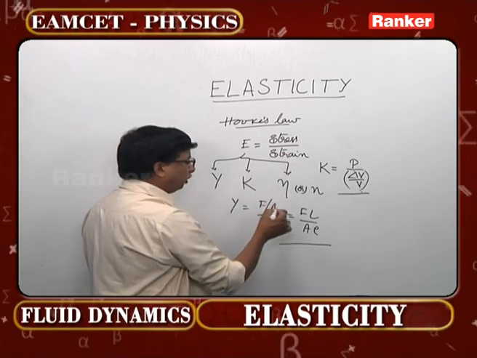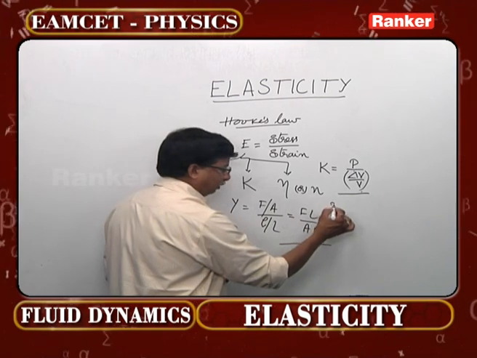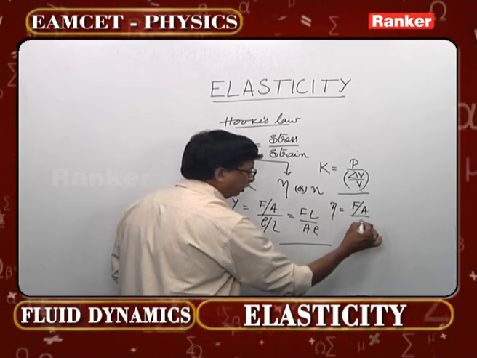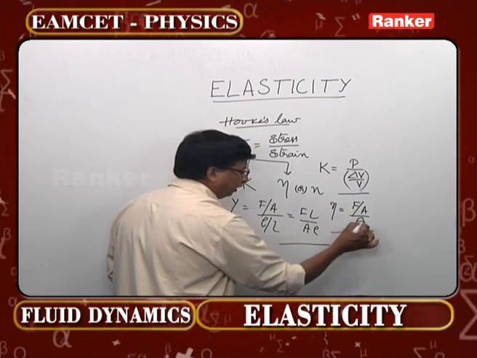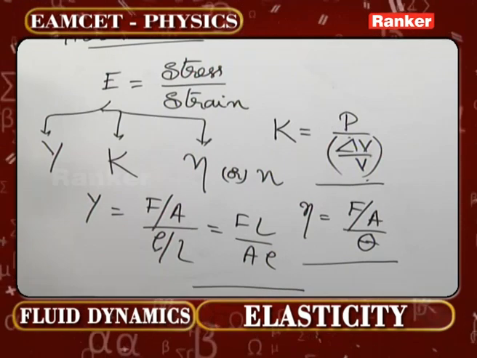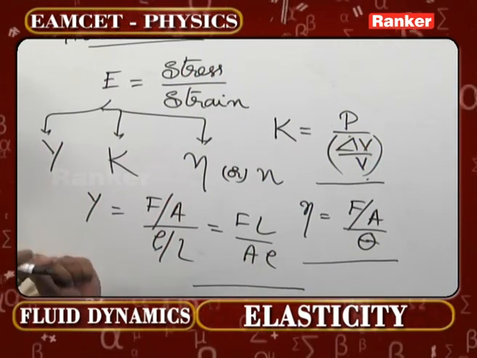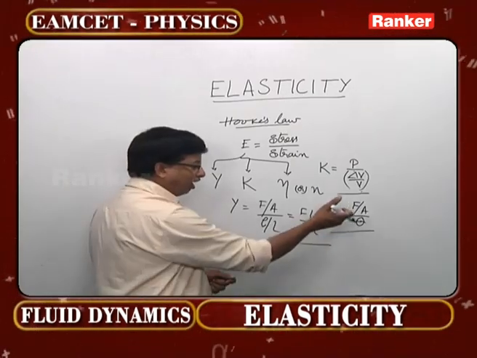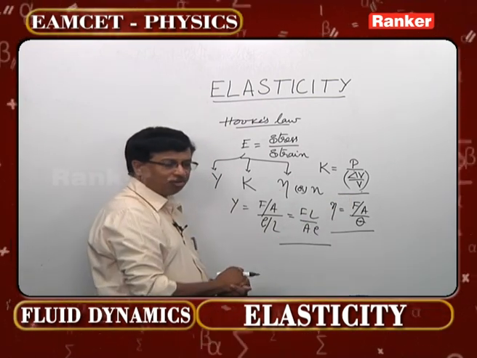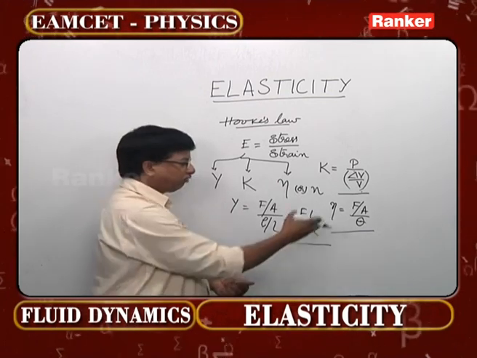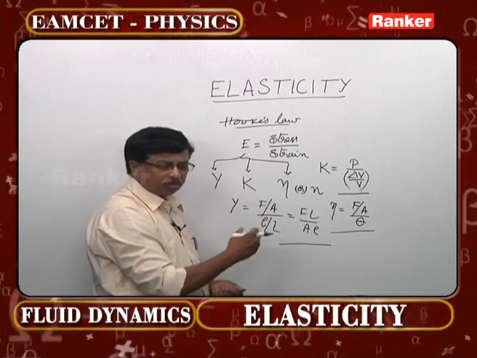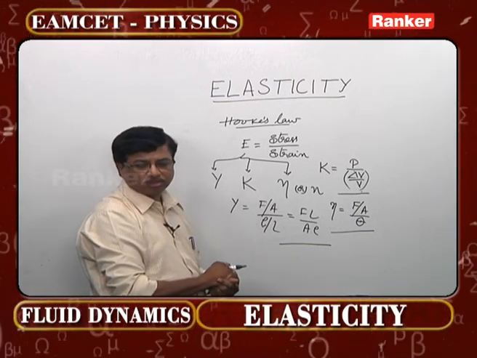Likewise, when we talk about rigidity modulus, eta is equal to force per unit area divided by the angle of shear that is produced in the body. When you apply some force to twist a particular body, whatever angle of shear has been produced, that itself we call shearing strain. So F by A by theta gives you the rigidity modulus of the material.